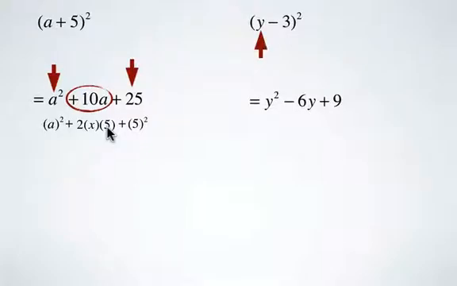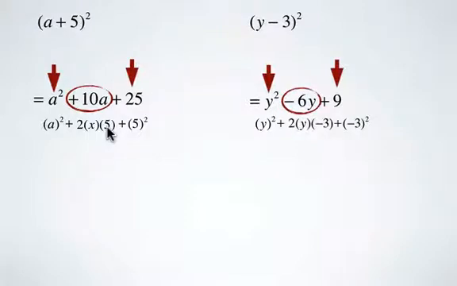Let's look at another one. The y turns into y squared. The second term, negative 3, becomes positive 9, which is negative 3 squared. And finally, we take the middle term, which is 2 times y times negative 3. So we're multiplying y and negative 3 together and multiplying it by 2.